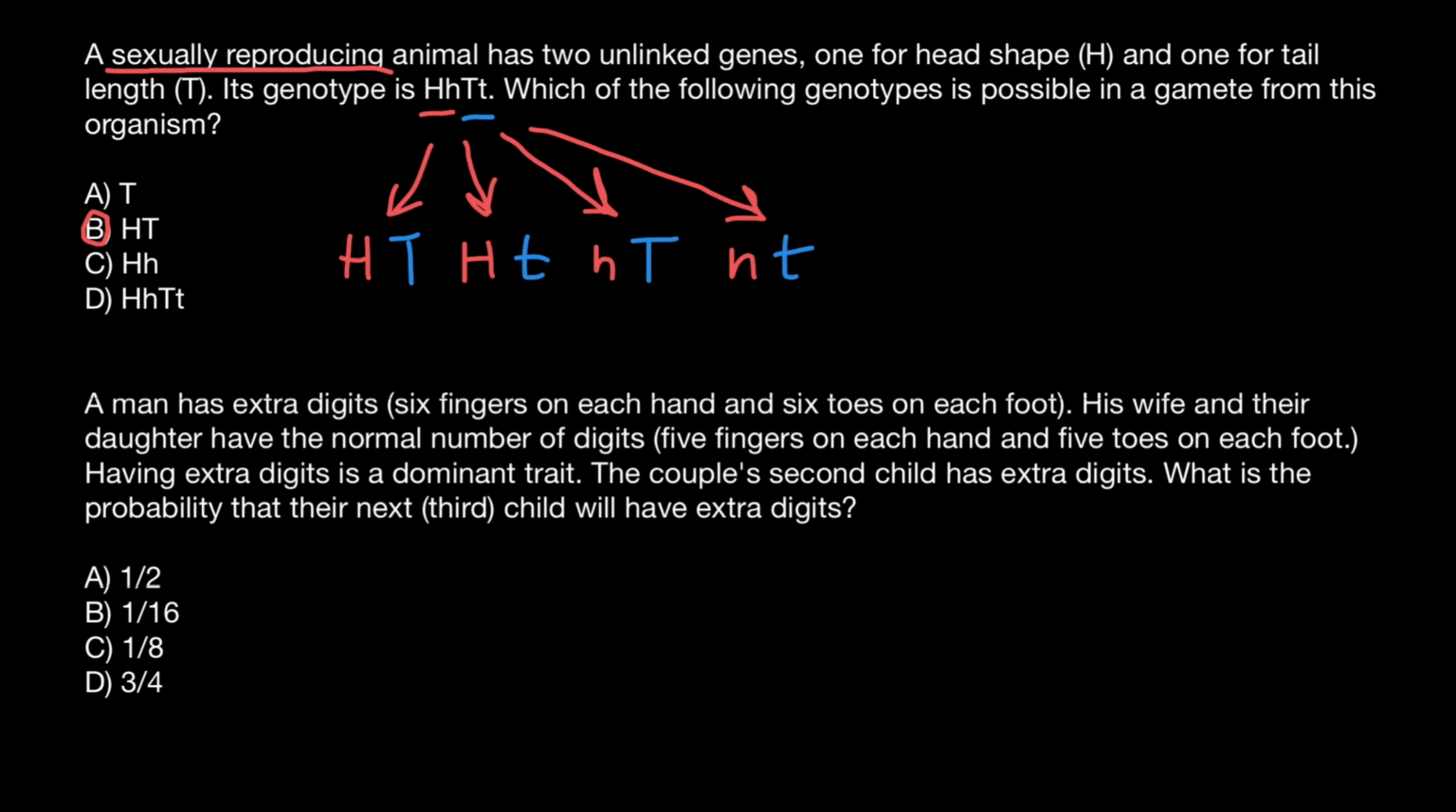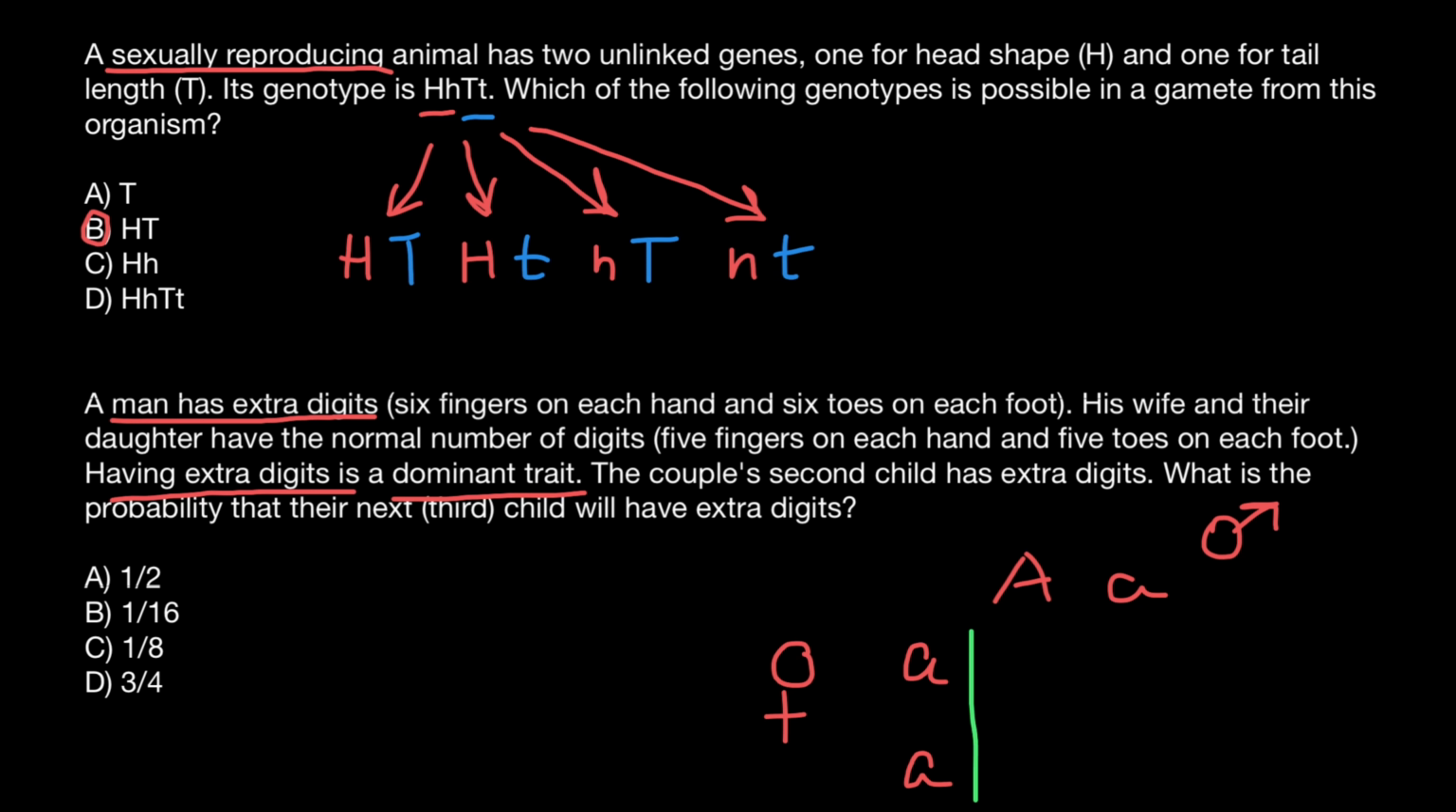According to our problem, a man has extra digits, and having extra digits is a dominant trait. So let's say this is going to be the man's side, and the man has a dominant genotype, and we suppose that he's heterozygous, so he has one dominant allele which specifies this genetic disorder, and the recessive allele here is the normal allele. And here is the side of his wife, and his wife has a normal phenotype and normal genotype.